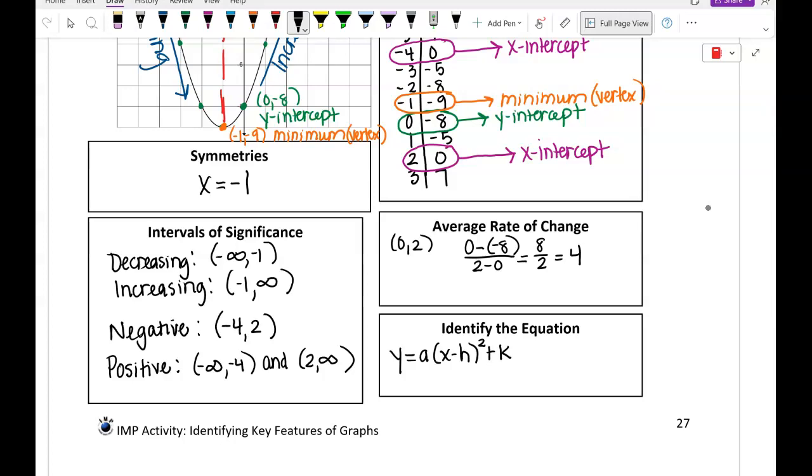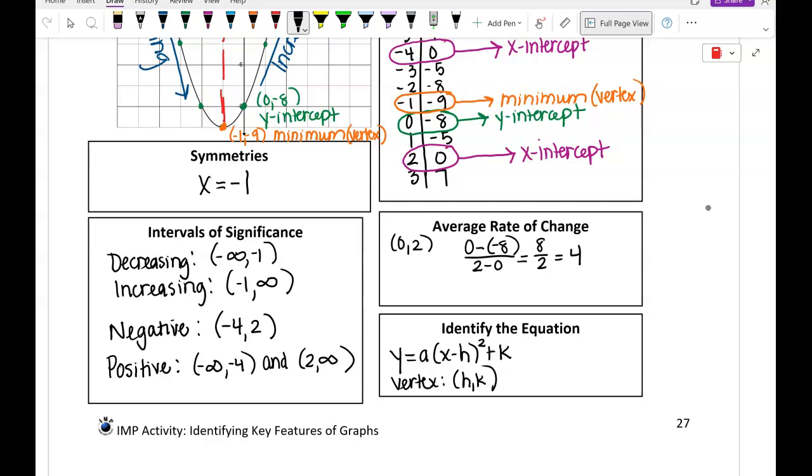And what do h and k stand for in this equation? What do they represent? What does the ordered pair (h, k) represent? Not the axis, the vertex. That's why it's called vertex form. So the vertex is (h, k). Well, we already know that the vertex is (-1, -9).